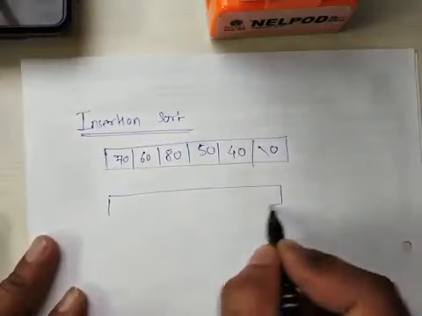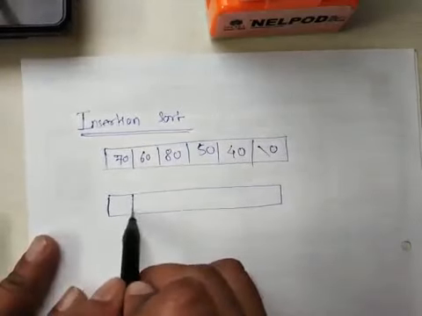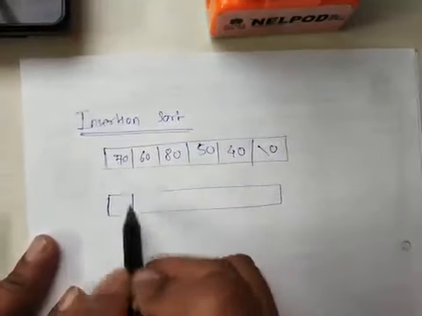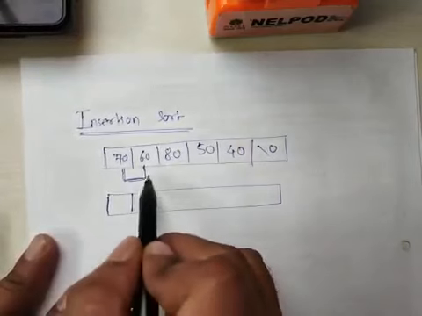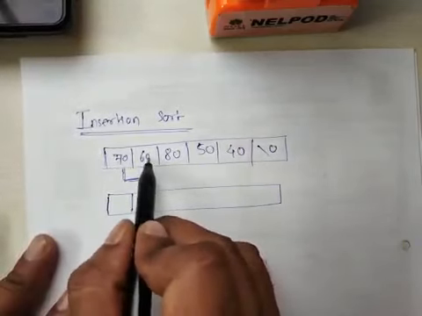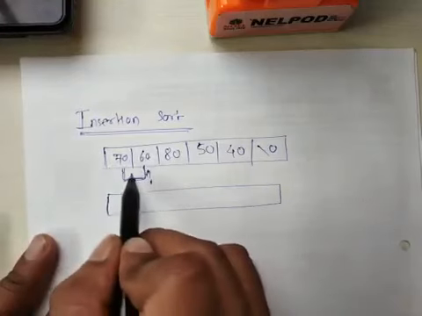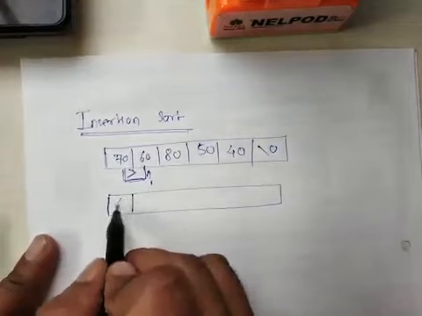Initially we create one sub array. This 70 is going to be compared with 60. Basically we start from index 1. This index 1 element is going to be compared with the 0th index element. We find that 70 is greater than 60, so swap their positions.